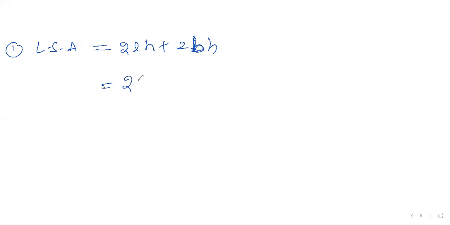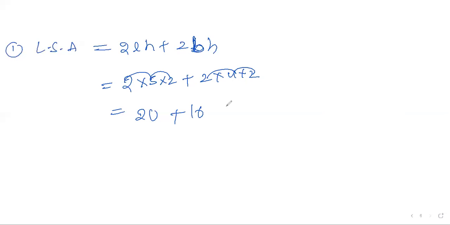So 2 into (LH plus BH), right? What's the length? 5 centimeter. What's the height? 2 centimeter. What's the breadth? 4 centimeter. What's the height? 2 centimeter. Now let us start working. 5 twos are 10, 10 twos are 20. 4 twos are 8, 8 twos are 16. The answer is 36 centimeters square.